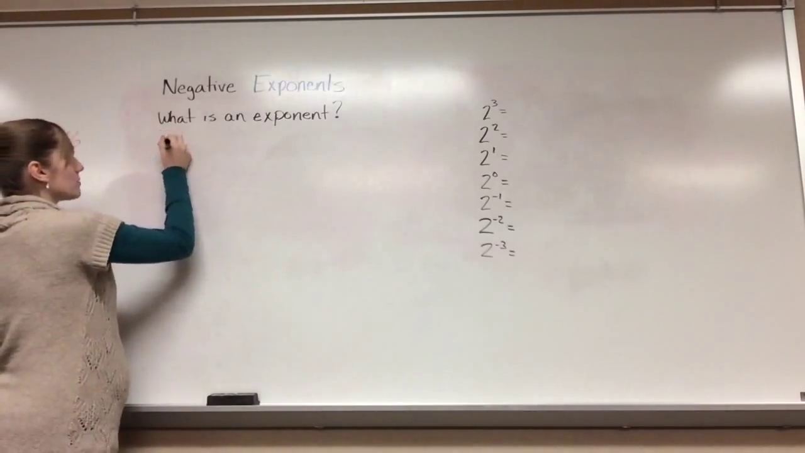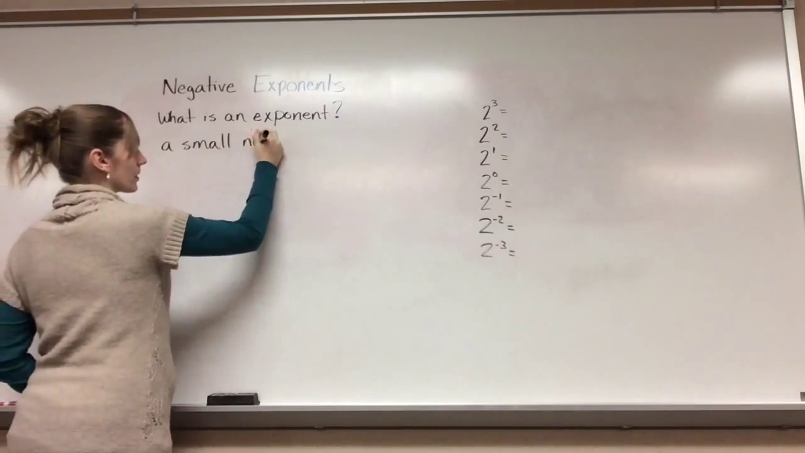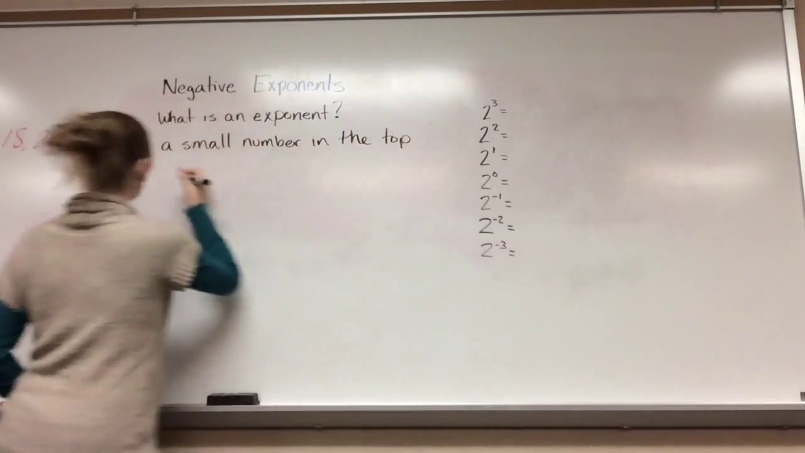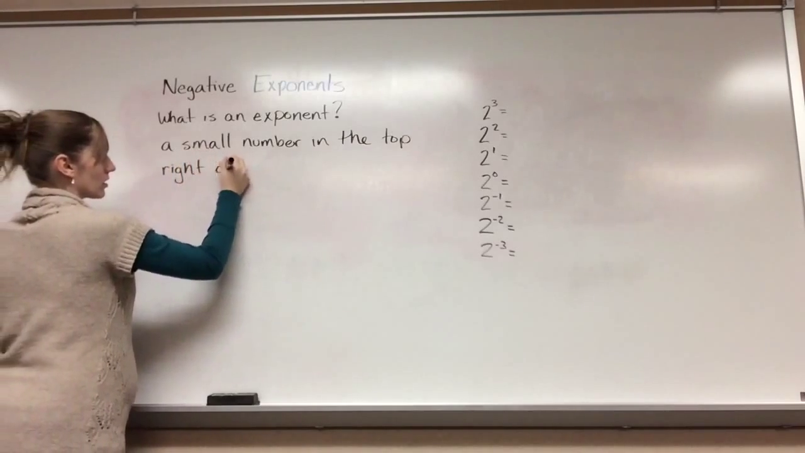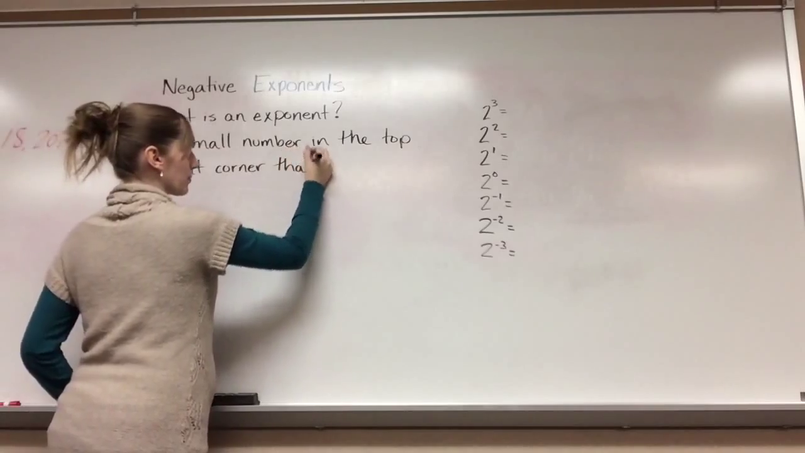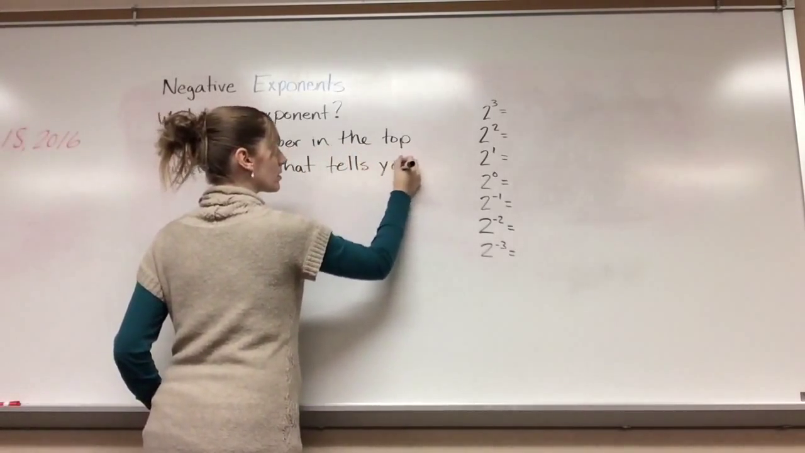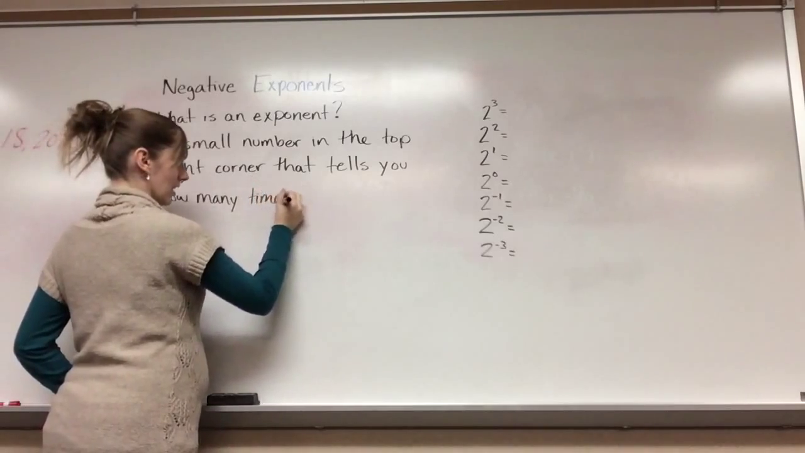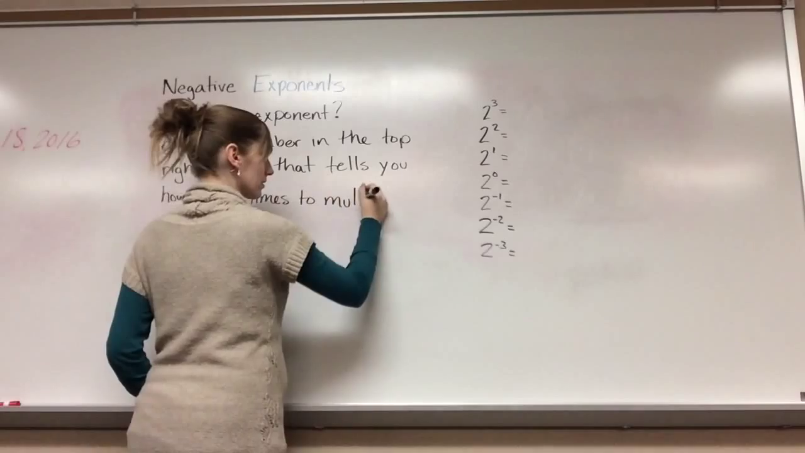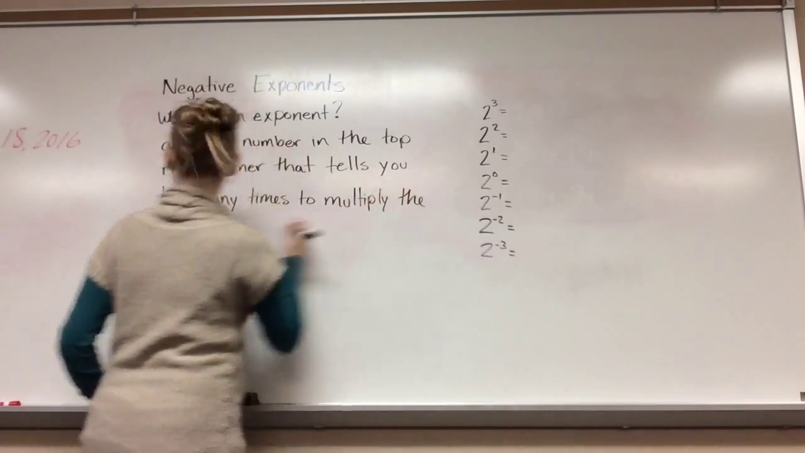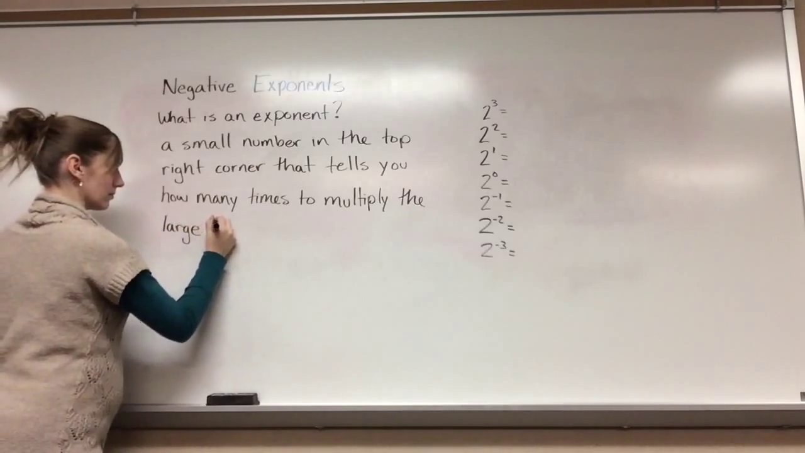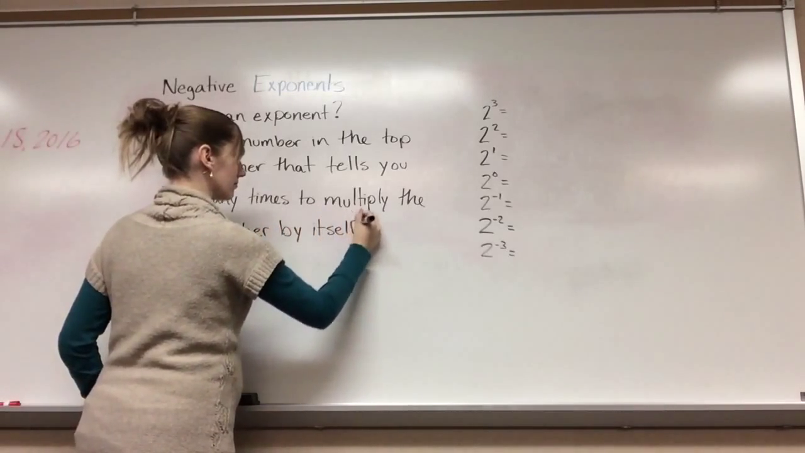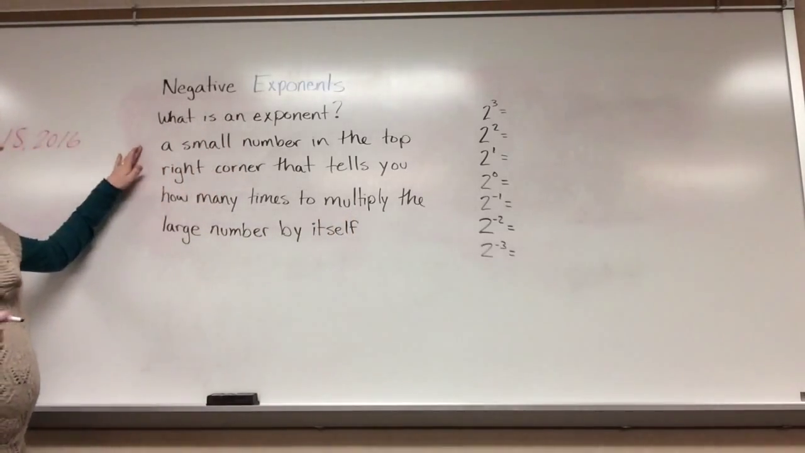An exponent is just a small number in the top right corner that tells you how many times to multiply the large number by itself. Okay, a small number in the top right corner.